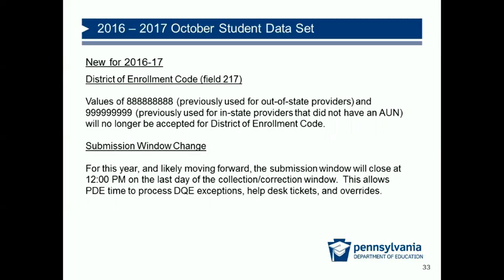Also new for 2016-17. For District of Enrollment Code, Field 217, the values of all 8s and all 9s will no longer be accepted. The 8s were used for out-of-state providers, and the 9s were used for in-state providers that did not have an AUN.